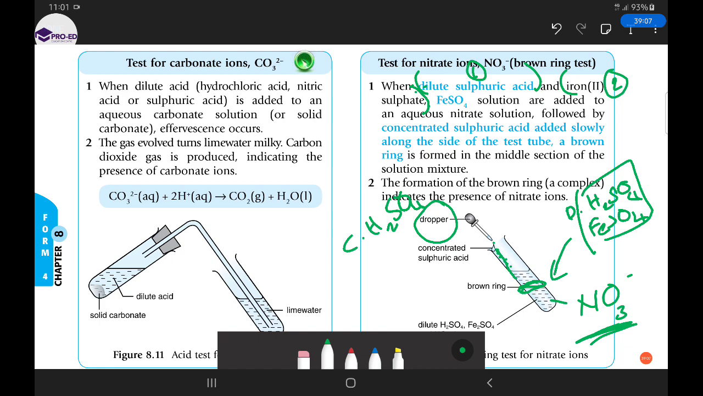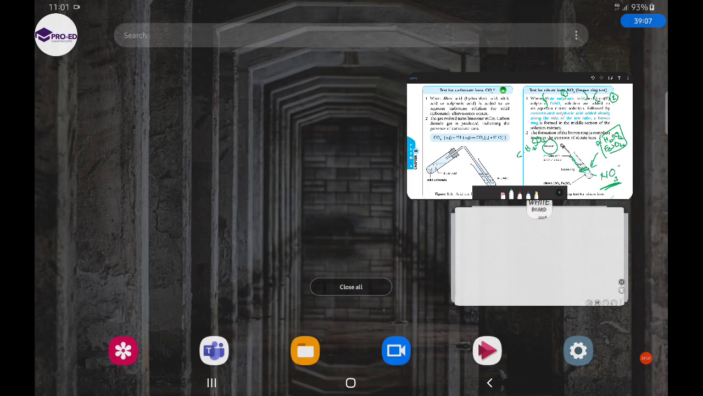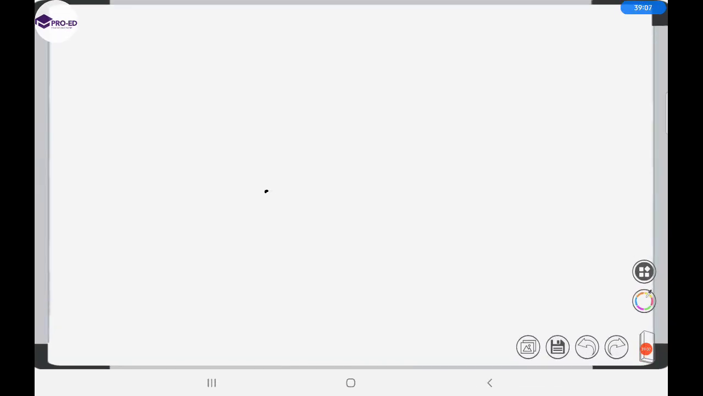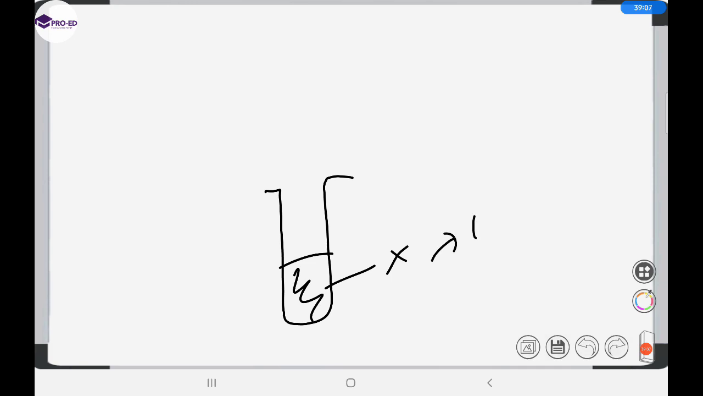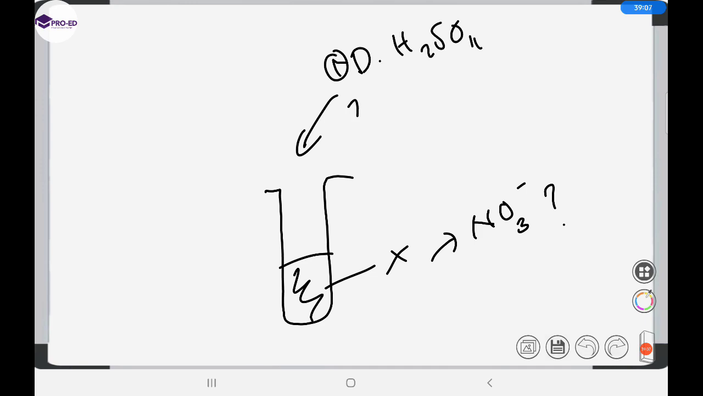Okay, just to make sure everyone is clear with the brown ring test. We have a salt solution here. Let's call this salt solution X. Now, someone asked me, can you please test if salt solution X is a nitrate salt? So I'm saying, okay, fine. What I'm going to do is first put in dilute sulfuric acid. That's step 1. And step 2, I'm going to add in iron 2 sulfate.